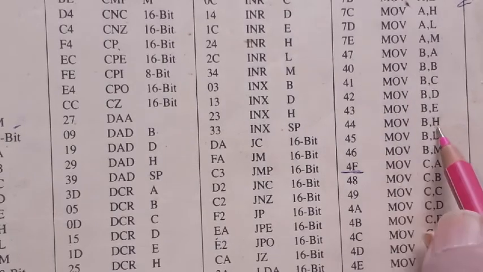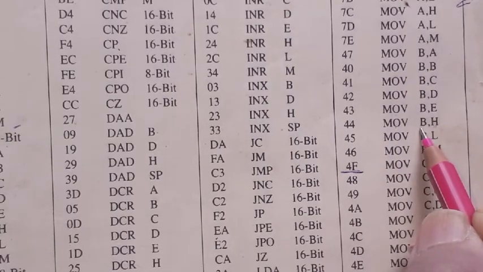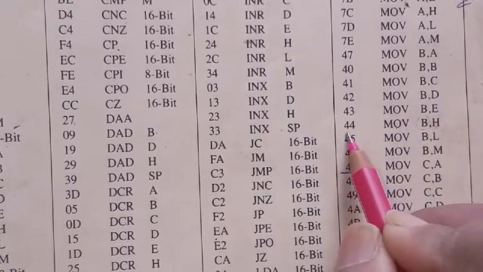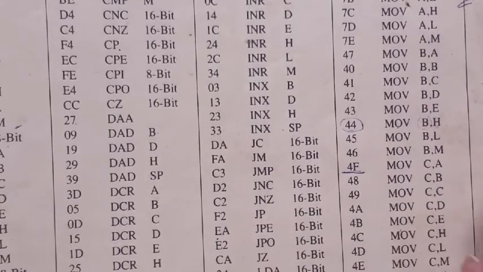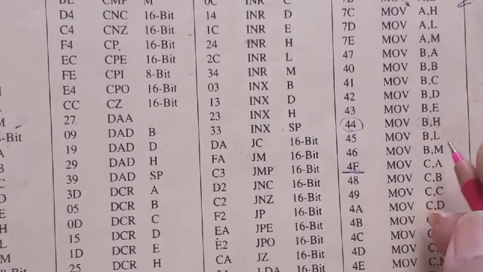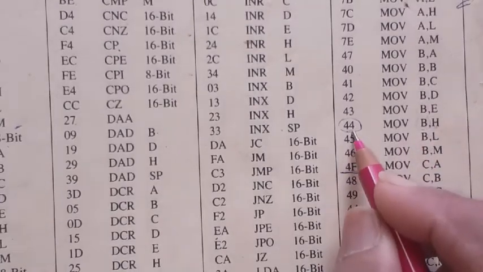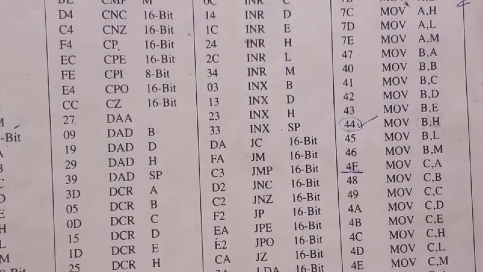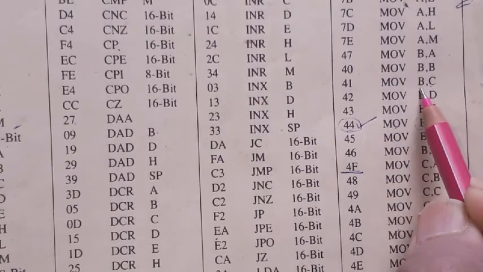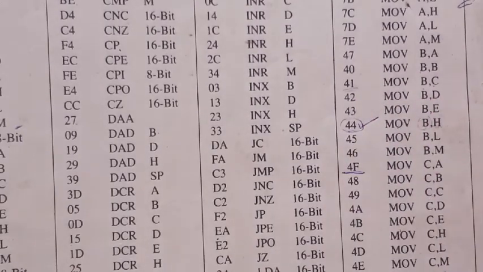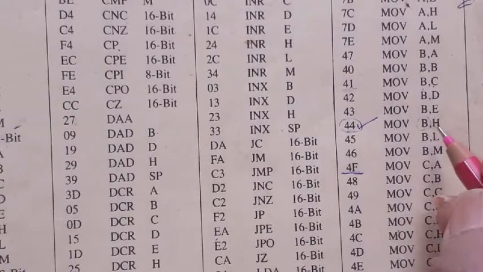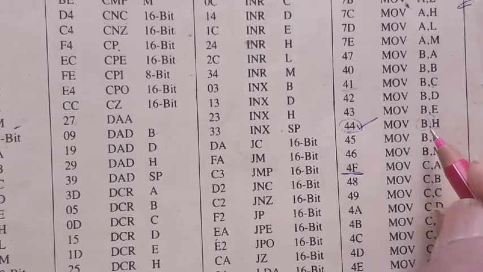Like here you can see move H to B. That means move the data present in H to the B register. The opcode for this instruction is 44. Because both registers are internal to the processor, here there is only an opcode. The operands are implied in the opcode itself. In the same way, move C to B, the opcode is 41.